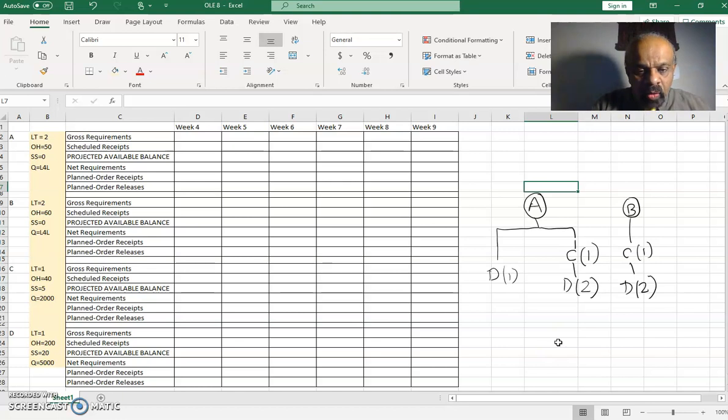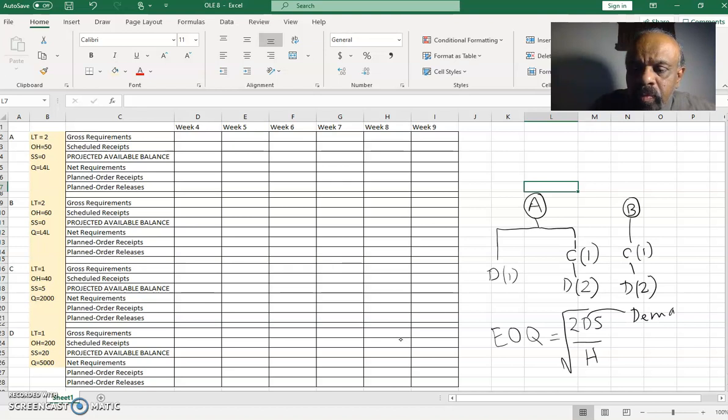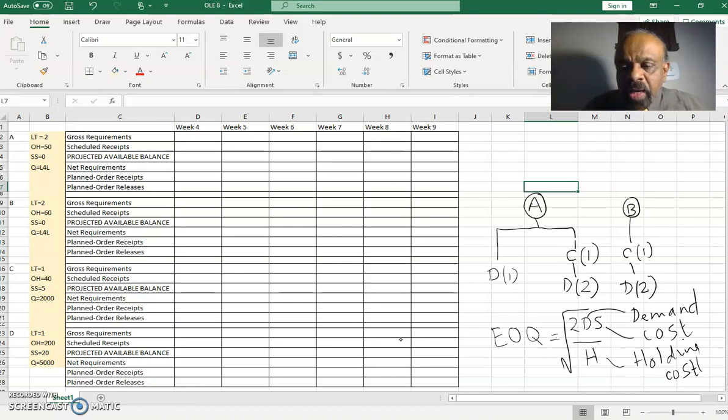The other thing that I want to talk about is this quantity Q, 2000 or 5000, can be given to you either as a number, or you can calculate it. If you want to calculate it, you calculate it as EOQ, economic order quantity. The formula for that is the square root of 2DS over H. D is demand in units, S is the cost of the order, and H is the holding cost. And these will be given to you. If you're given all these things, you can find the EOQ and then you can use it here. Or you can use lot for lot. Everything is given to you.